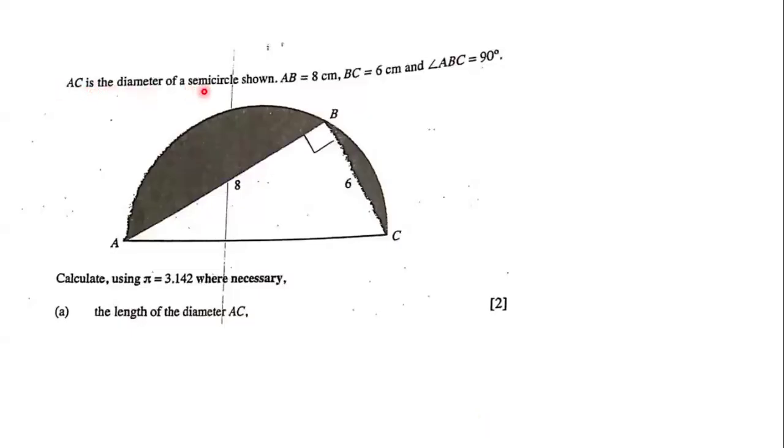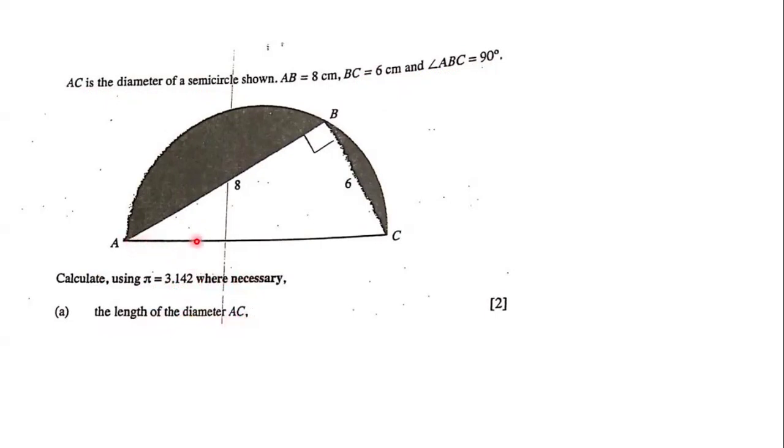AC is the diameter of a semicircle shown. AB is equal to 8 centimeters, BC is equal to 6 centimeters, and angle ABC is equal to 90 degrees. Calculate, using pi as 3.142 where necessary, the length of the diameter AC.